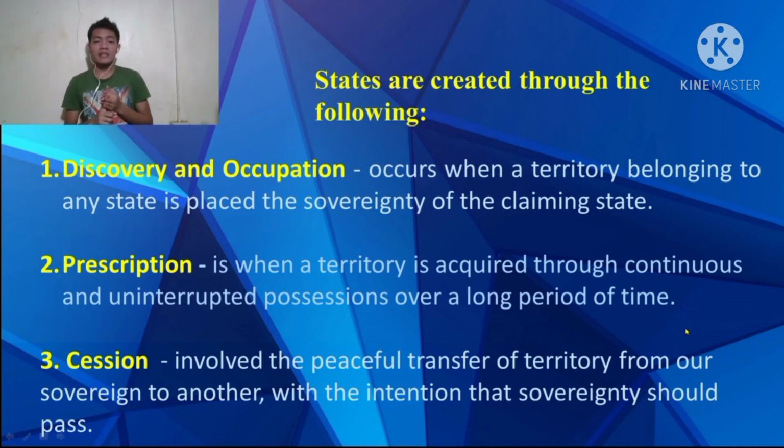The third one is cession. Cession involves the peaceful transfer of territory from one sovereign to another with the intention that sovereignty should pass. Cession is different from conquest. Cession is you are giving the power to particular states, like you're giving land, you are giving your rights. That's cession. It is a peaceful transfer of power.